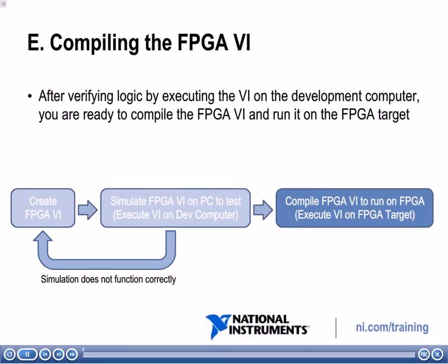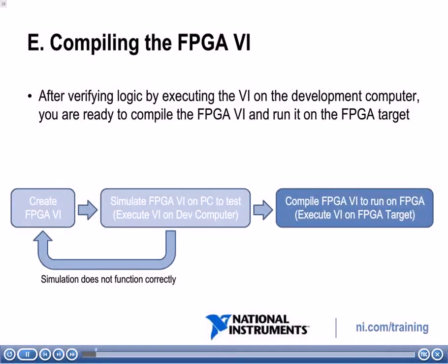In the previous section, we executed an FPGA VI on either the FPGA target or the development computer by selecting the execution mode for an FPGA target. By the end of this module, you will be able to compile an FPGA VI and describe an overview of the compilation process.